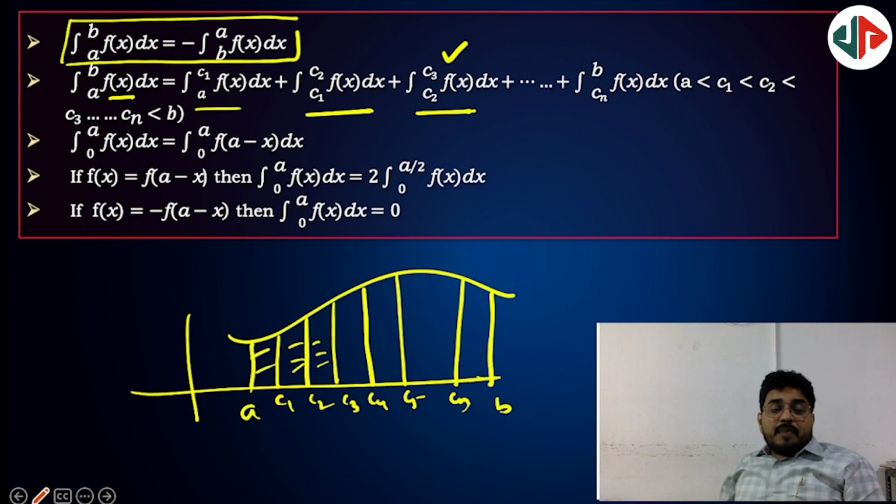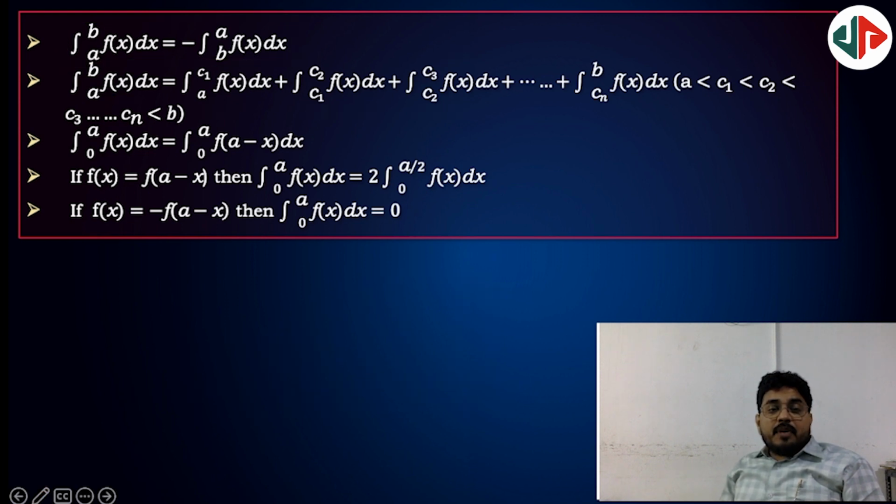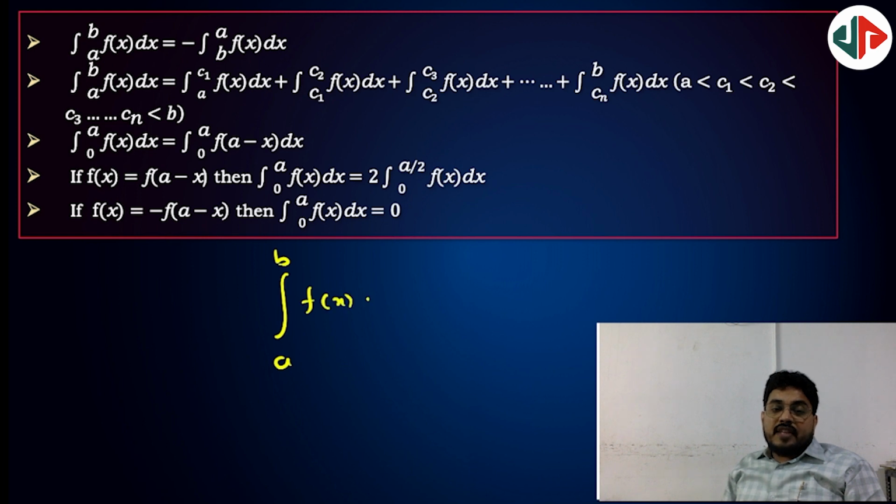And the most important properties are: integral 0 to a f of x dx is equal to integral 0 to a f of a minus x dx. And a very important property: integral a to b f of x dx is equal to integral a to b f of a plus b minus x dx.